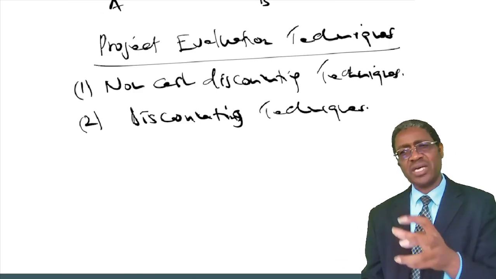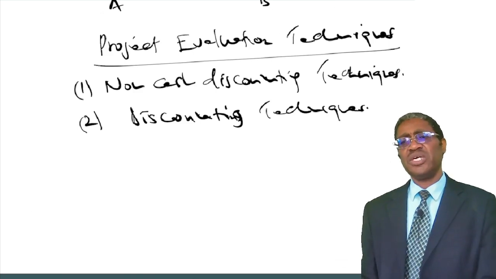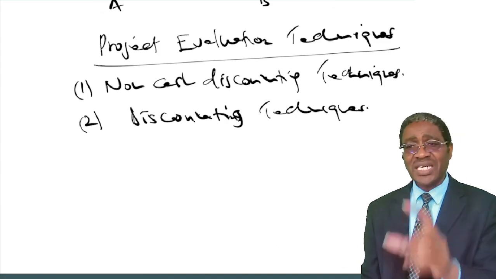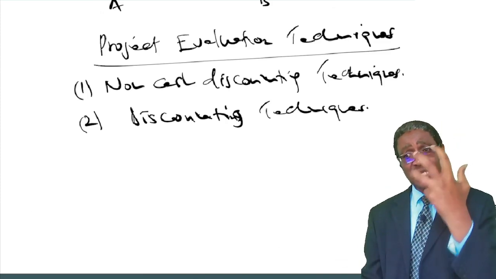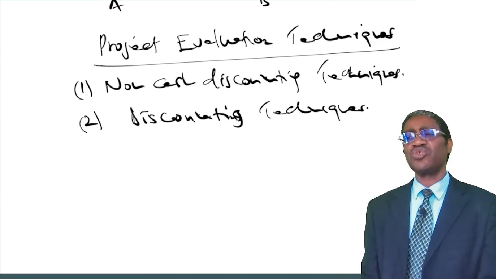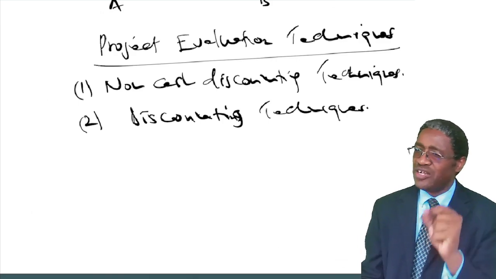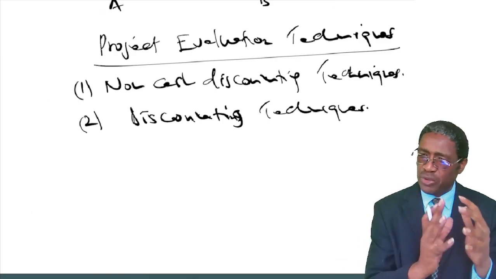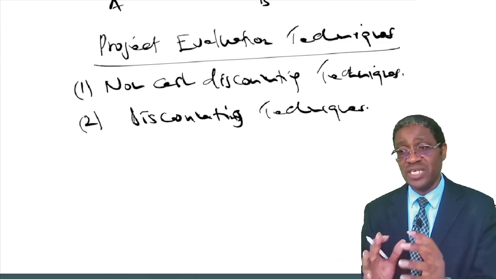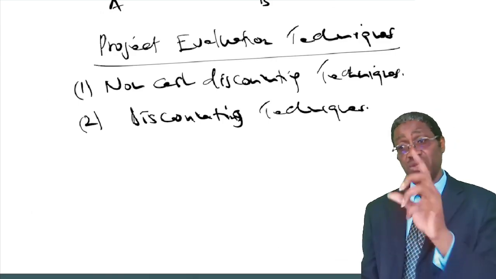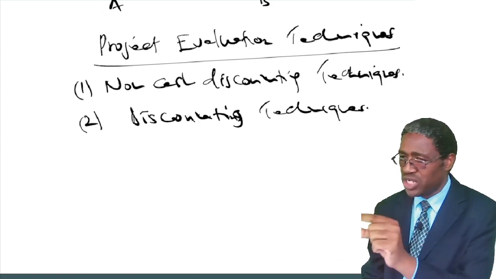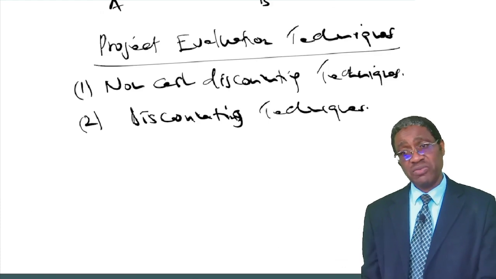The second category of techniques is what we call the discounting techniques. Okay? And under this category, we are saying these are methods or techniques that take into consideration time value of money. When they are evaluating project A and project B, they consider the time value of money of the cash flows in those projects. That means they take into consideration time value of money.